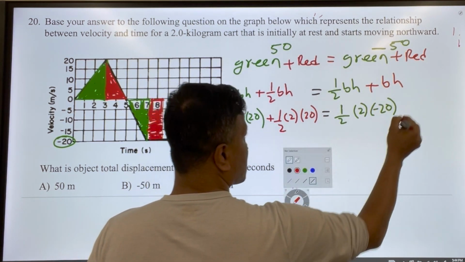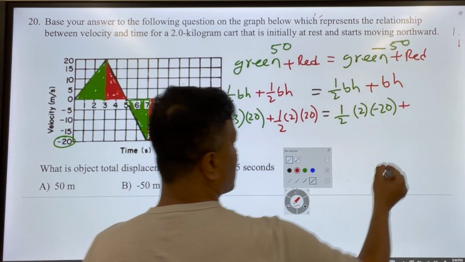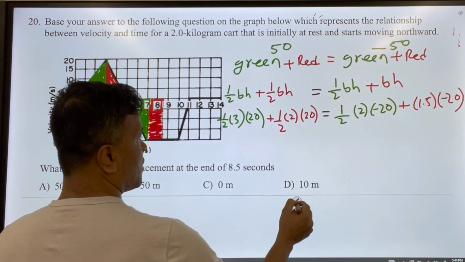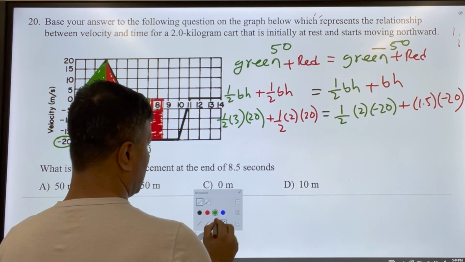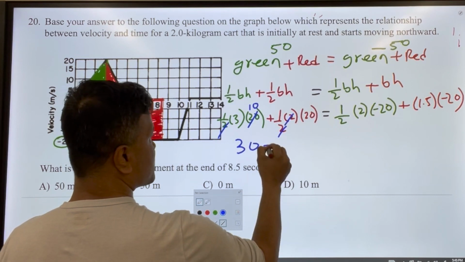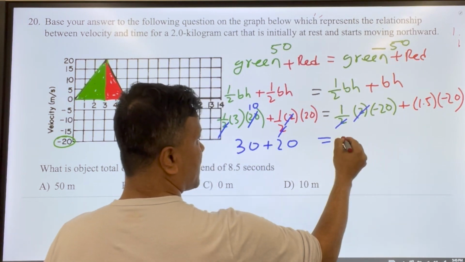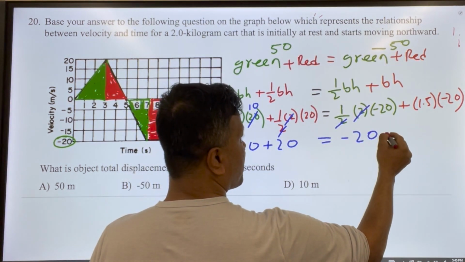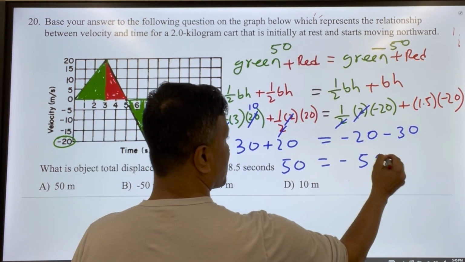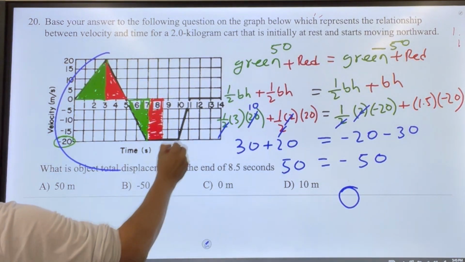plus b is 8.5 minus 7, 1.5, h is negative 20. Okay, so now we can cancel. Half of 2 goes to 20, 10, so 30 plus 20 is equal to negative 20, negative 30. So 50 is equal to negative 50. So total displacement is 0. So total displacement of this thing is 0.